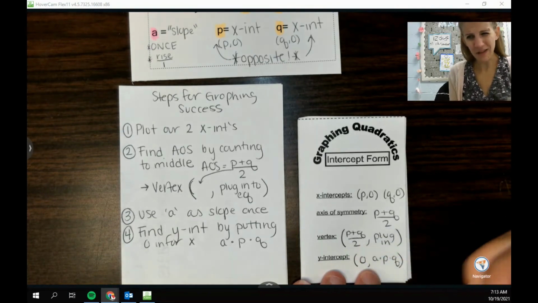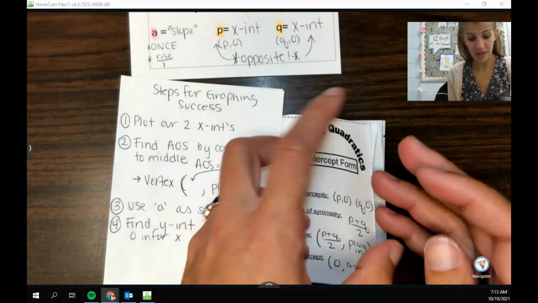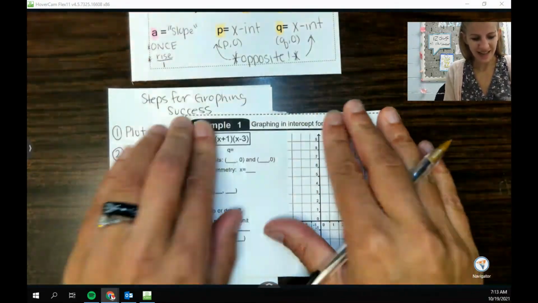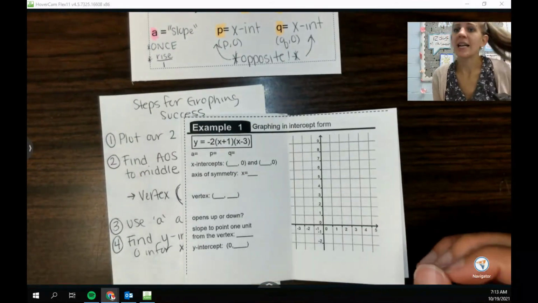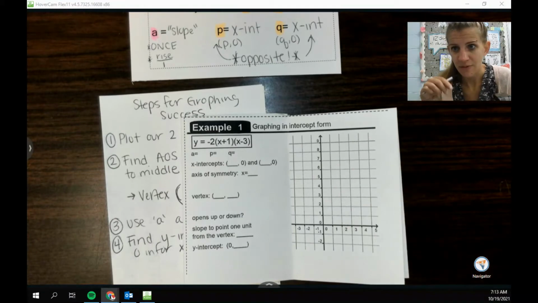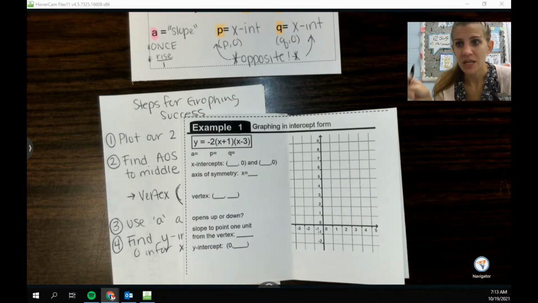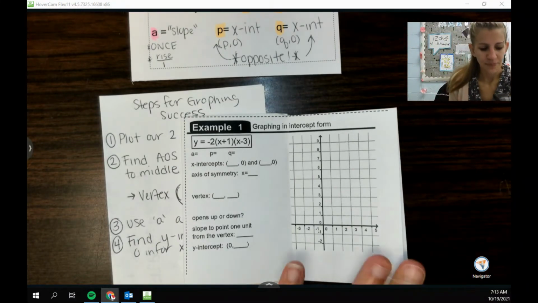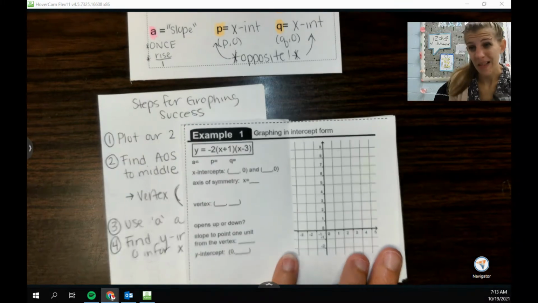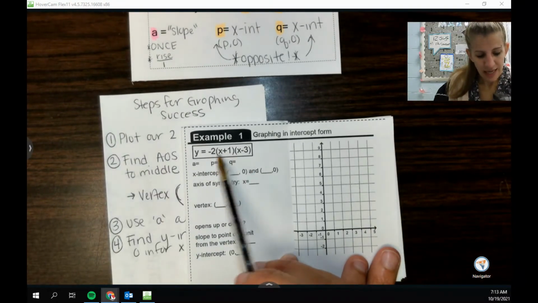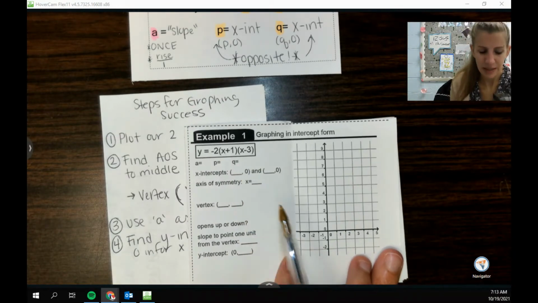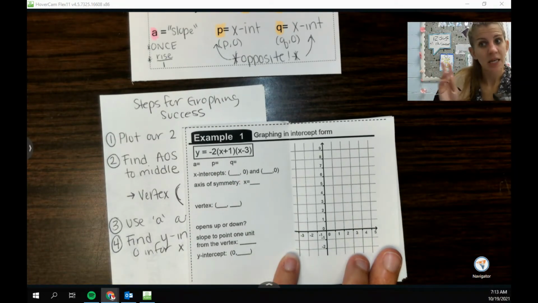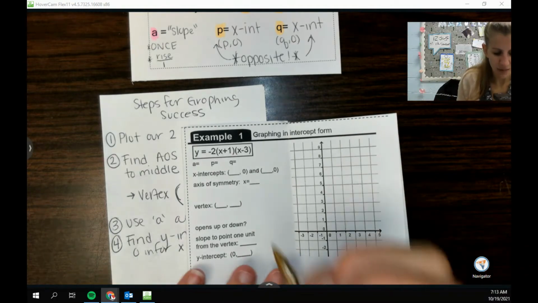So that's kind of confusing with lots of letters. Let's do it with numbers. Part of the trick here is knowing what form you're in. I can know that I'm in intercept form because I have 2 sets of parentheses. I feel like that's the best way. Also, you have 2 x's. It seems like I don't have any x squareds, but x times x is x squared. So it's 2 parentheses, 2 x's. Those are good ways to know.